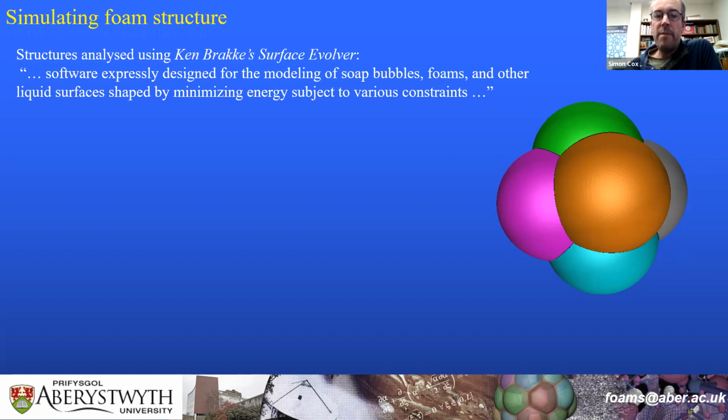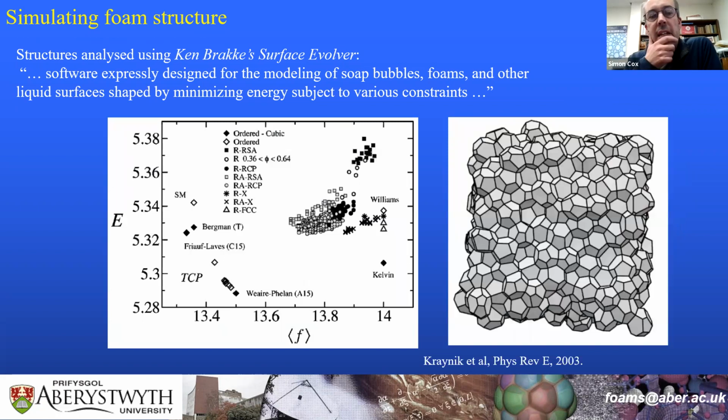It is still free. And what you see on the screen now is work by Andy Kranick, where he has tested many ordered and disordered foam structures to look at their, it's labeled energy, that's just surface area for us, versus the average number of faces of the bubbles. So you see Kelvin over at the bottom right, and you see Weaire-Phelan, of course, the lowest point.